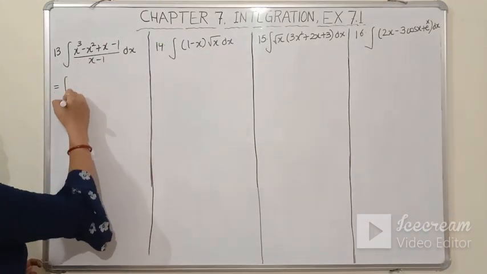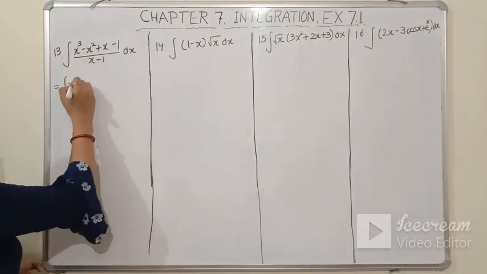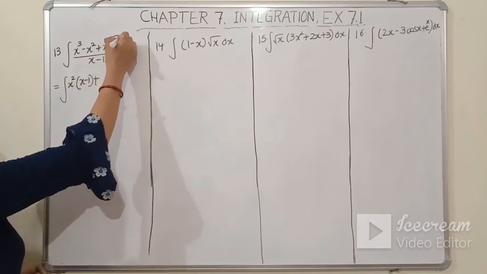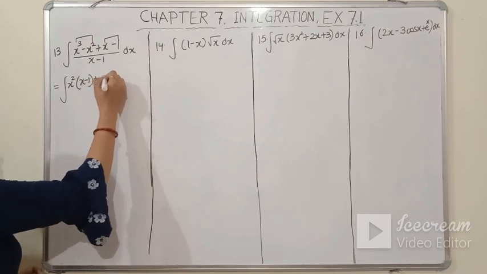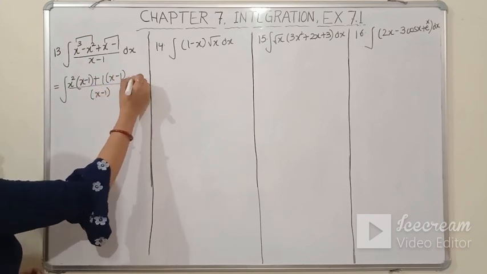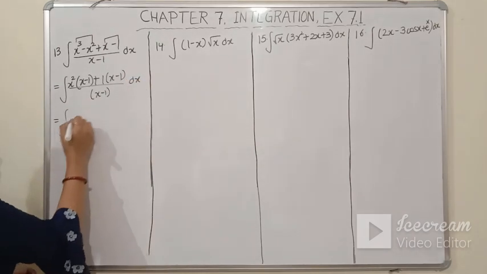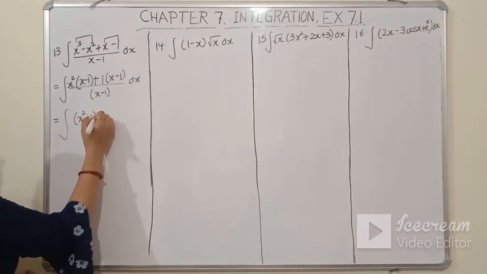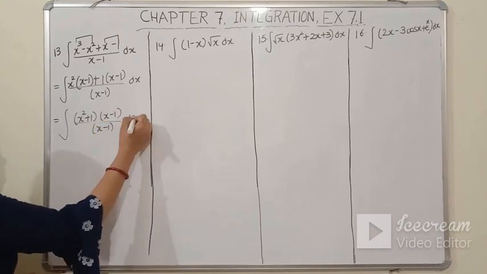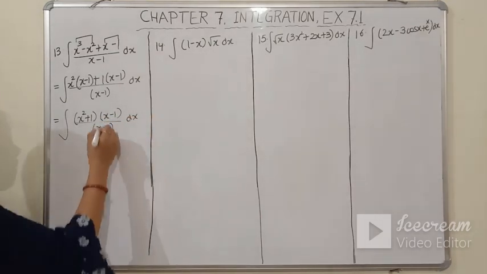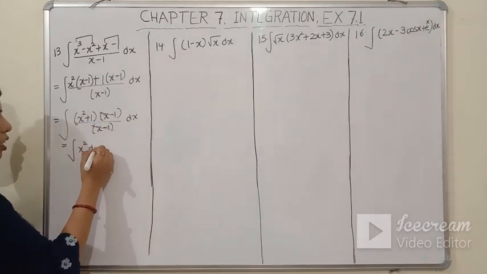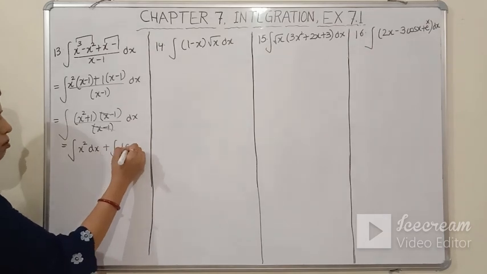So what we can do, taking the x square common from the first two terms, I get x minus 1. And taking the 1 common from these two terms, it will be x minus 1 upon x minus 1. So by factorizing, I get x square plus 1 into x minus 1 upon x minus 1. So from here we can see that x minus 1 will be cancelled, and then splitting the integration operator over both the terms.